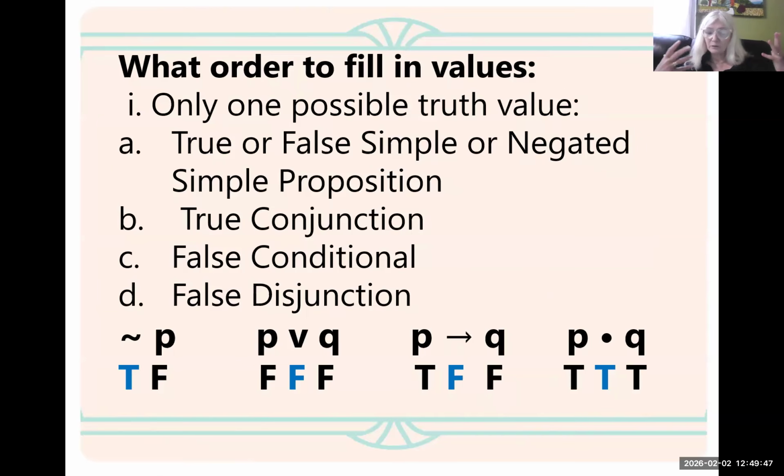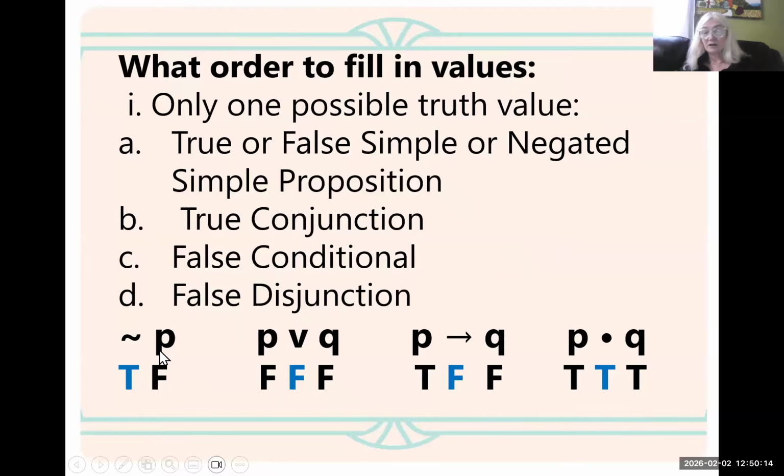So when you're looking at all of the possible combinations, when you're trying to figure out where to start, you're going to start with the smallest possible truth values, okay? Or the least possible. So when there's only one possible truth value, it's, for example, a negated simple proposition. There's only one truth value for that, so you'd start there.